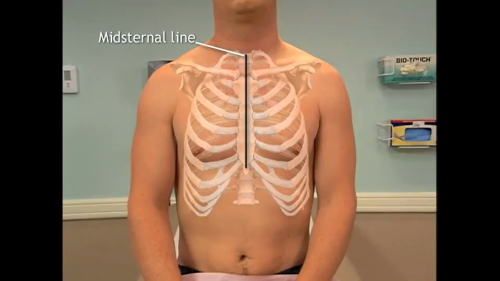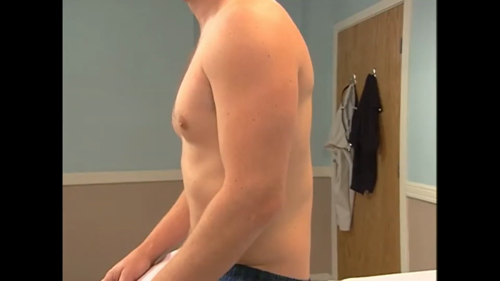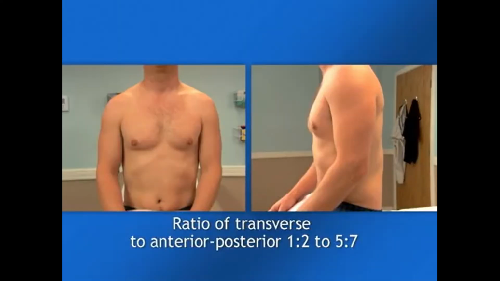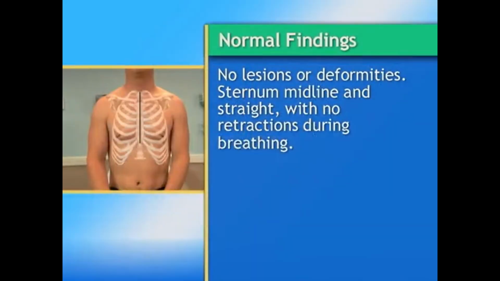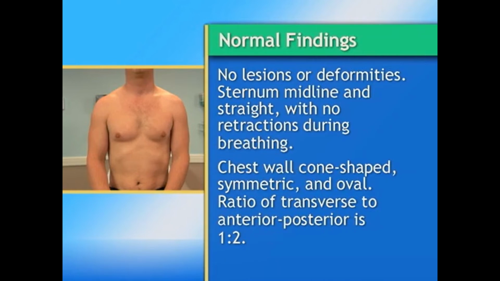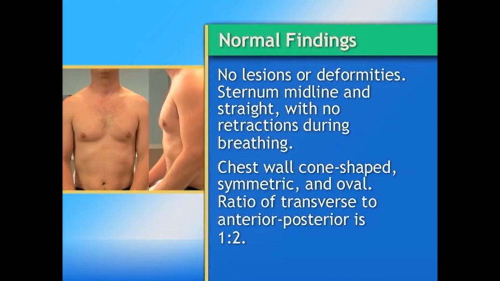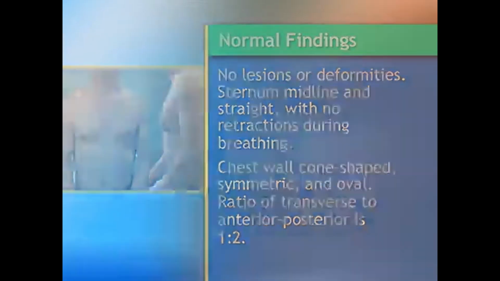Normally, the sternum is positioned at midline and is straight, with no retractions observed during breathing. The chest wall is cone-shaped, that is, narrower at the bottom than the top, symmetric, and oval, that is, narrower from front to back than from side to side. The ratio of transverse, or side to side, to anterior-posterior is normally between 1 to 2 and 5 to 7. No lesions or deformities. Sternum midline and straight with no retractions during breathing. Chest wall cone-shaped, symmetric and oval. Ratio of transverse to anterior-posterior is 1 to 2.